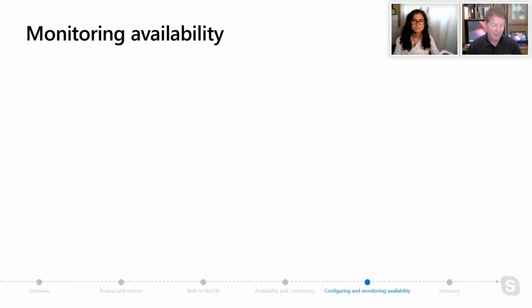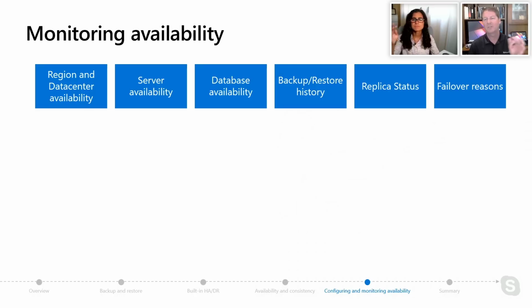So if you talk about availability, what are you monitoring? And if you think about the objects involved, you're monitoring databases, like are they available? You're monitoring backup restore histories. You're monitoring the status of your replicas. You may want to find out why you had a failover occur. You might want to monitor the availability of your instance of your server. But have you ever thought about monitoring the region or data center availability? Because remember, you're deploying within our ecosystem and our regions.